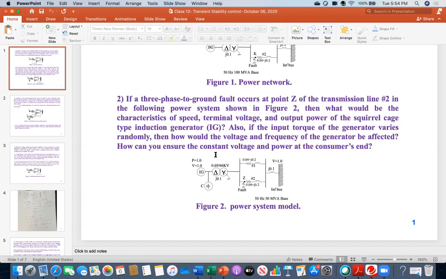So you assume that the input torque is coming due to the source, fuel input. There you have no control. As I said, if it is wind speed, then you cannot control the nature. But you can do something mechanically and then electrically.